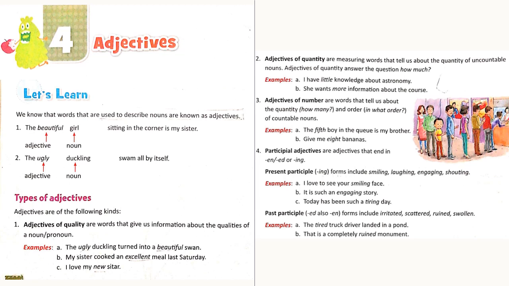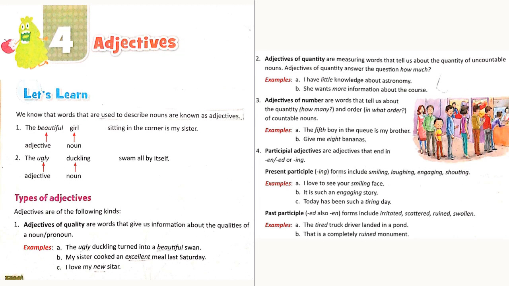Participial adjectives. Verb plus ing is called present participle and verb plus ed is called past participle. When these participle words are used as describing words, they are known as participial adjectives. For example, I love to see your smiling face. Here smiling is a present participle, but in this sentence smiling is used as a describing word. It describes the face. That's why smiling is here an adjective and it is called a participial adjective.